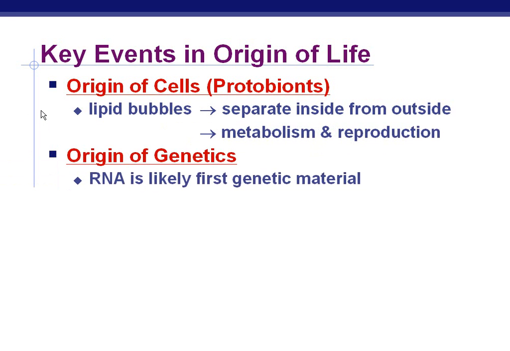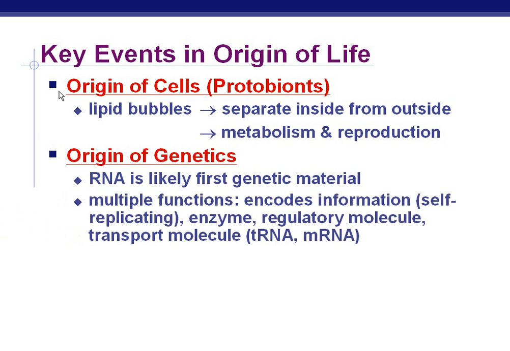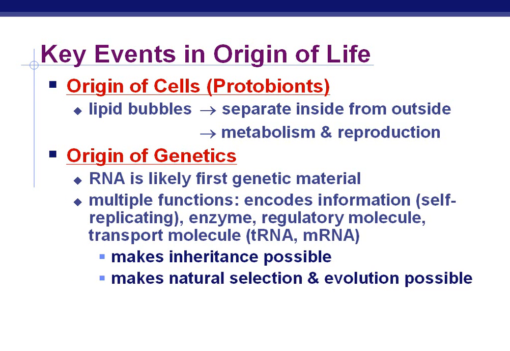Now, RNA is likely actually the first genetic material, not DNA. Why? Because it's got so many functions. It can encode information. It's in fact self-replicating. It acts as an enzyme. It's a regulatory molecule, a transport molecule. Remember tRNA and mRNA? So RNA itself would actually make inheritance possible, therefore making natural selection and evolution possible. If that doesn't make sense to you, pause and think for a minute. Why, if we have RNA, the basis of genetics, why would that make these things possible?